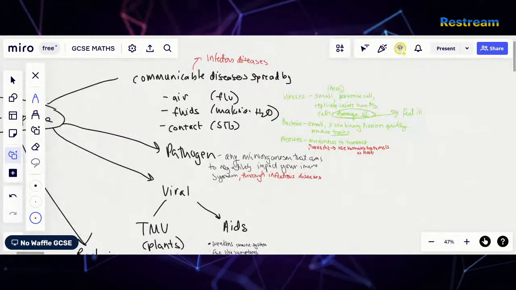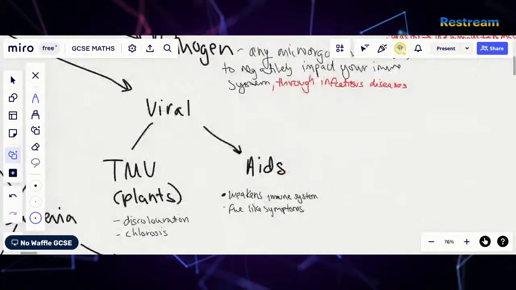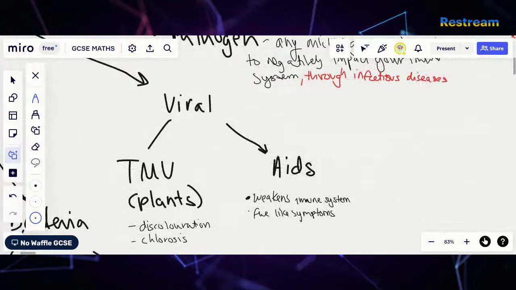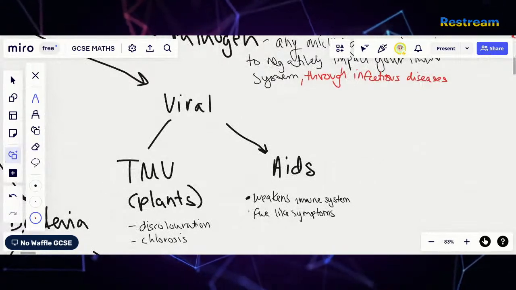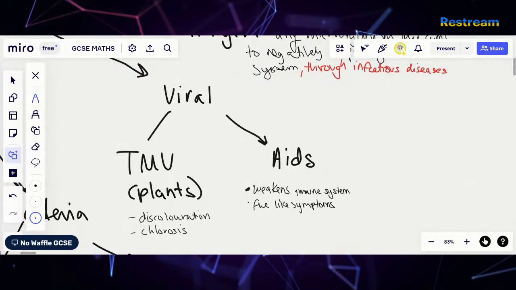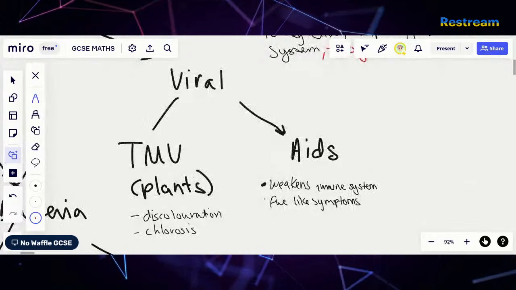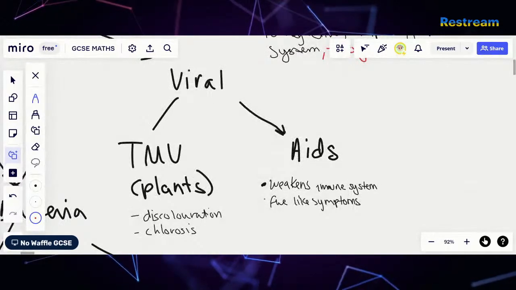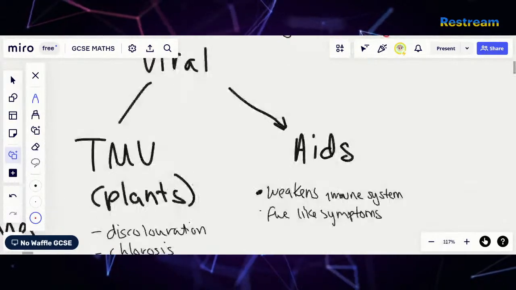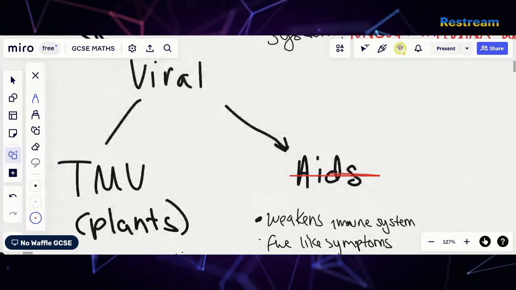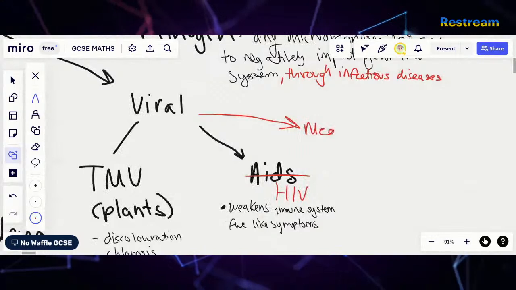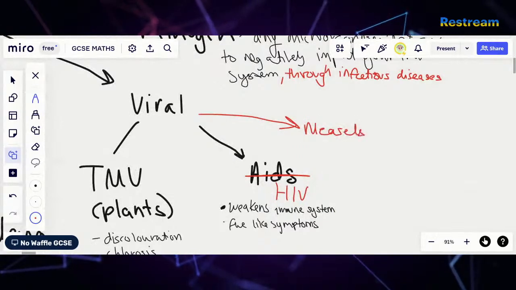In terms of viral diseases then, viruses are particularly dangerous as they can enter all types of cells, and scientists find it difficult to find medicines against them because then it will be damaging the interior of the cell. So, we have measles, HIV, and TMV as our different types of things. So not exactly AIDS, it's HIV, TMV, and then we also looked at measles. So these are the common viruses that you get asked about.